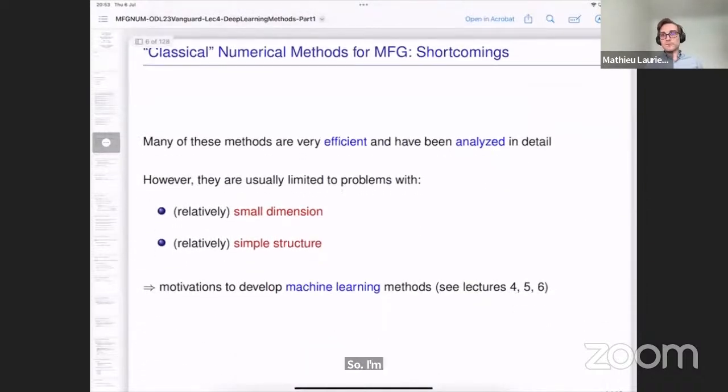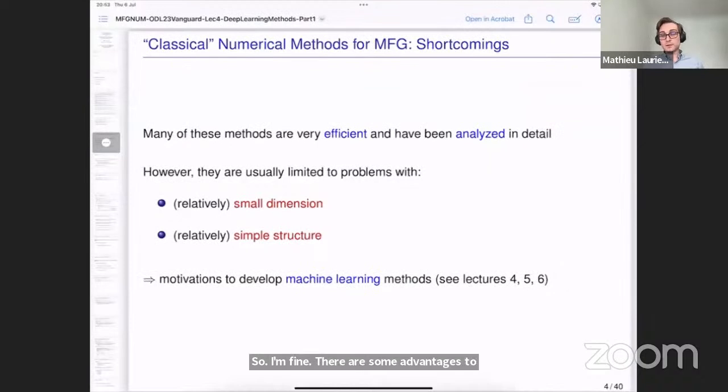In fact, there are some advantages to these methods. In particular, they tend to be very efficient and they can be analyzed in detail. So I haven't insisted too much on the numerical analysis aspects, but for example, finite differences have been studied a lot, and we have a big toolbox to analyze finite difference systems, convergence, etc. And same thing for the other methods I've presented before, even the Monte Carlo method. We have a pretty big toolbox to study these methods and to prove convergence results.